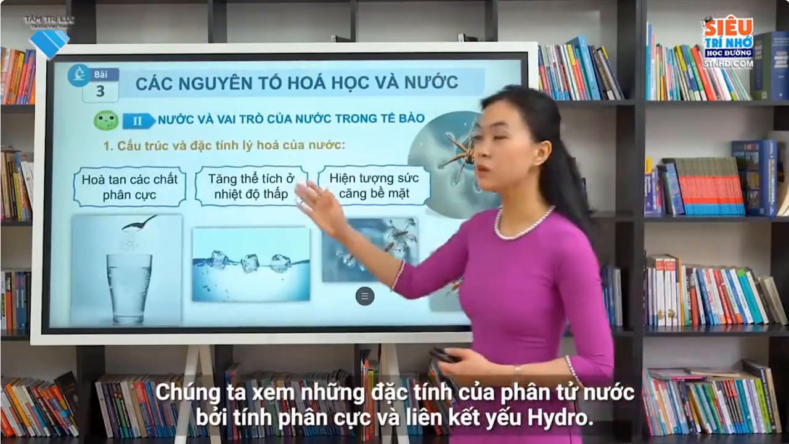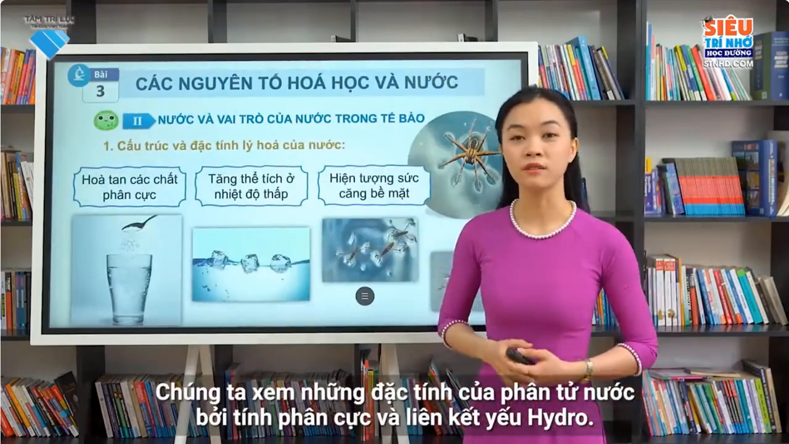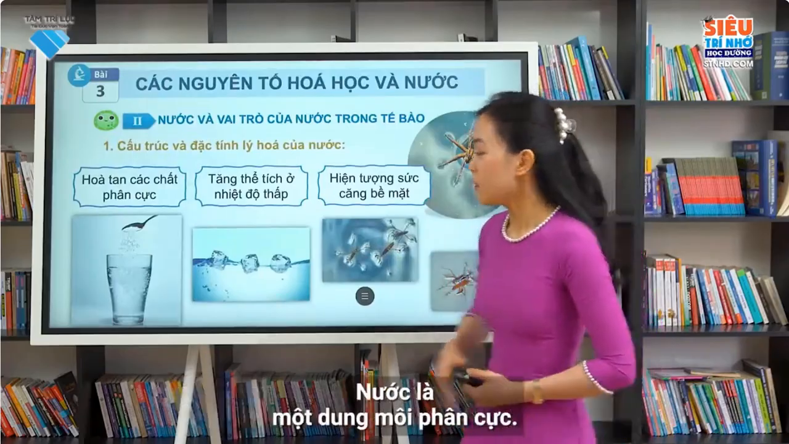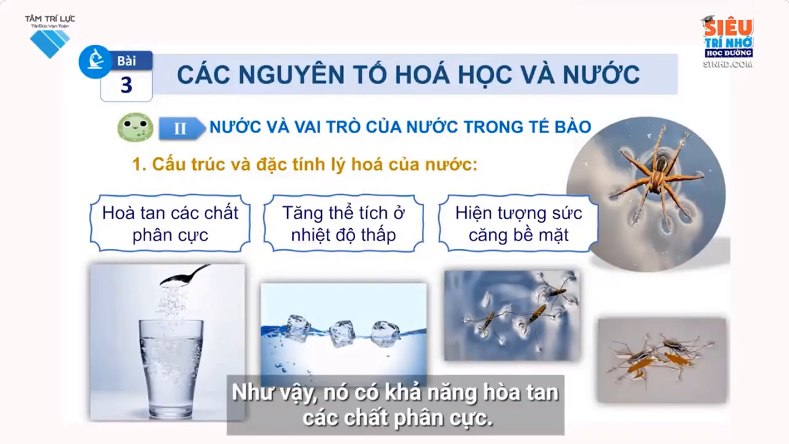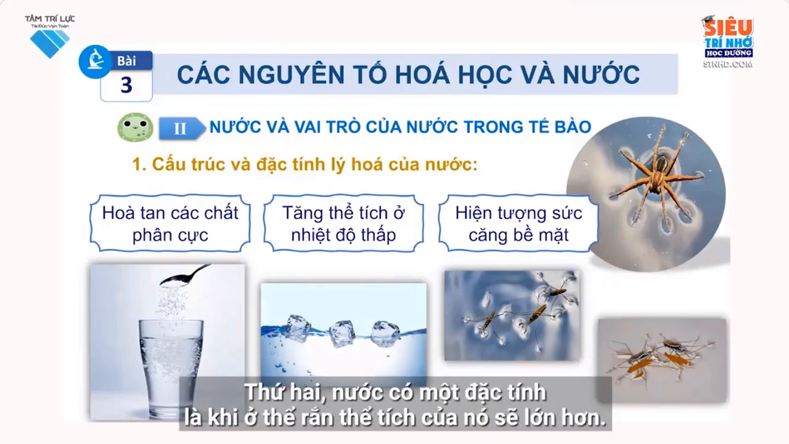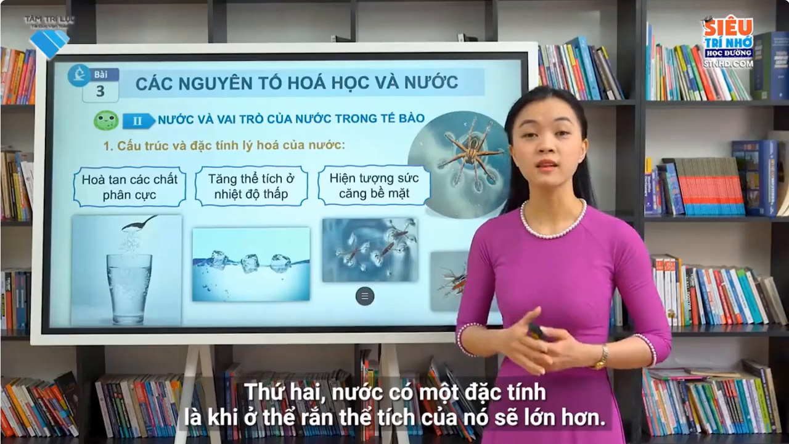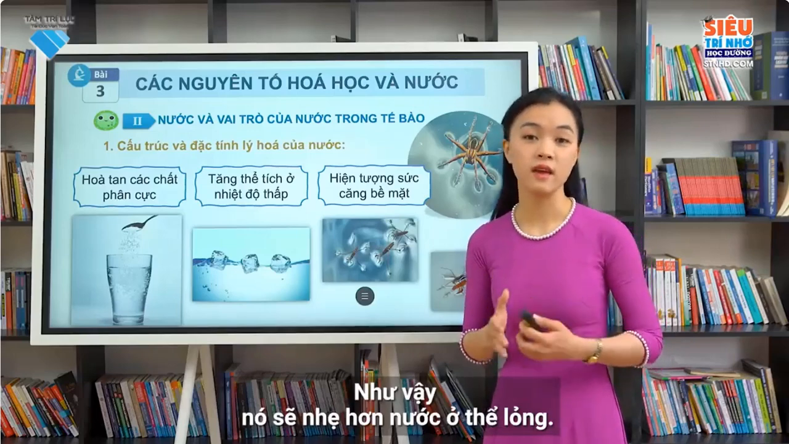Let's consider the properties of water molecules by their polarity and weak hydrogen bonds. Water is a polar solvent. Therefore, it is capable of dissolving polar substances. Secondly, water volume is larger when it is in solid state. However, it is lighter than in liquid state.